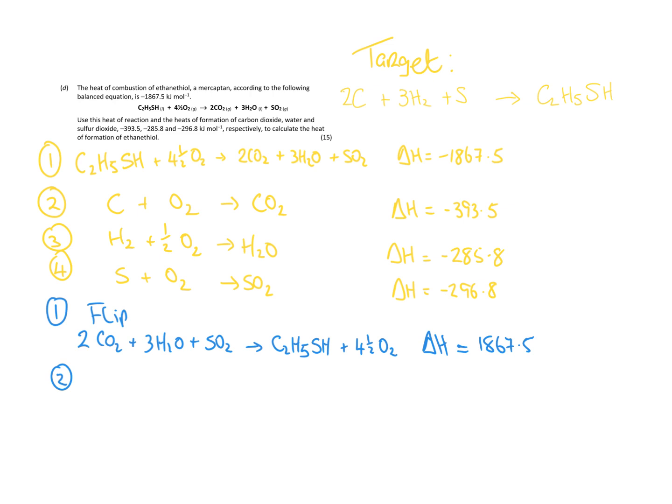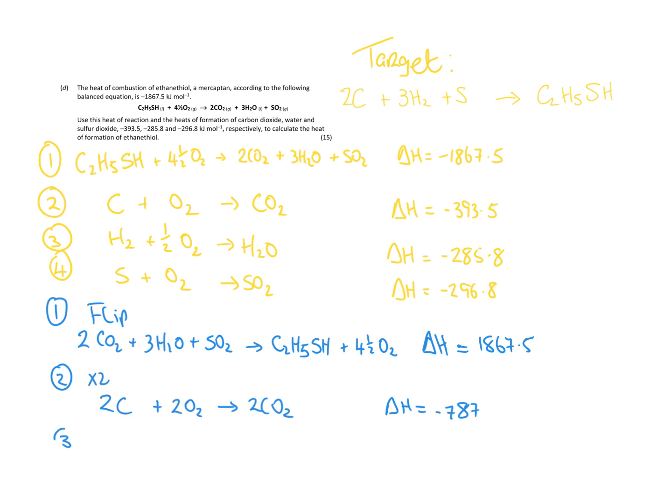So if we look at equation 2 then, we can see what is of interest to me in equation 2 that matches up with the target is the number of carbons. And we can see up here in our target that we have 2 carbons in our target, but only 1 in equation number 2. So that means I'm going to have to double equation number 2. So that will give me 2C plus 2O2 gives me 2CO2. And again, you're going to have to double your delta H value. So delta H is going to be equal to minus 787 kilojoules per mole.